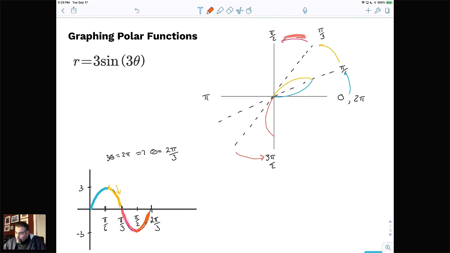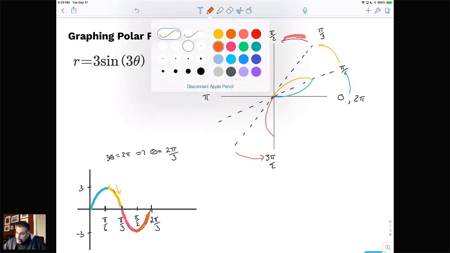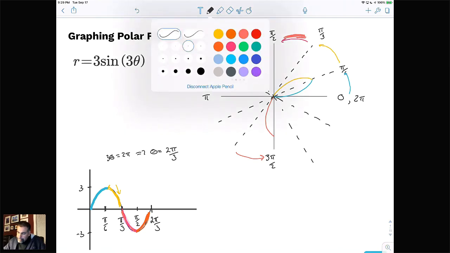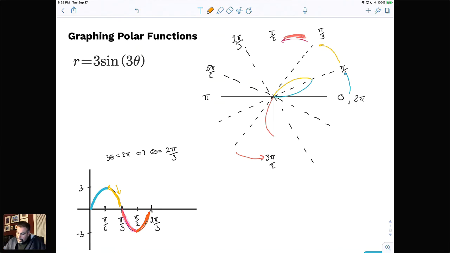So instead of rotating through, let me draw some more angle axes here. Let me put 2 pi over 3 in here. So there's 2 pi over 3. And let me also just put in 5 pi over 6. So now as we go through, I want to rotate through this region right here, which is the pi over 2 to 2 pi over 3, but I'm going from negative 3 to 0.